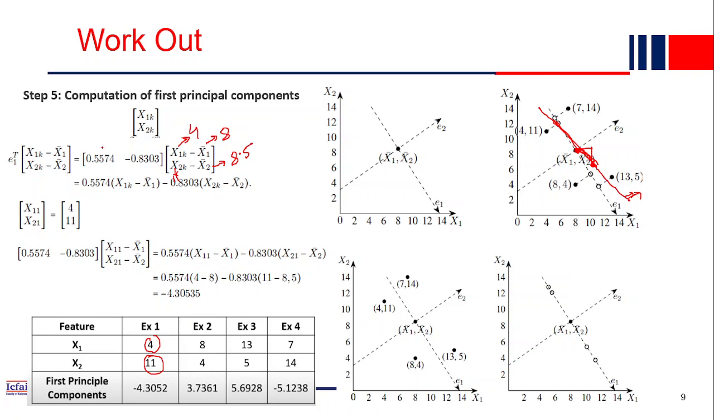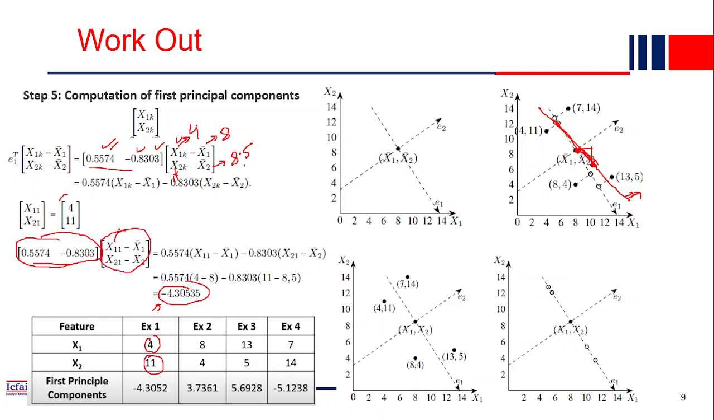So now you have a matrix. This is our E transpose, and this is the other matrix, with all four values: 4, 8, and 11, 8.5. If you multiply these two matrices, you will get the final single value, which is minus 4.30. Here I have elaborated the calculation. This is E transpose, and this is the second part.